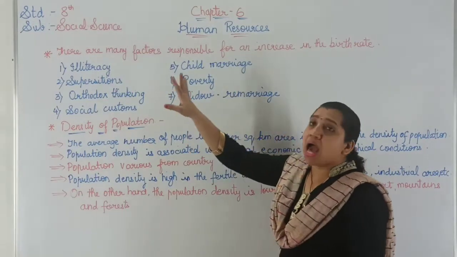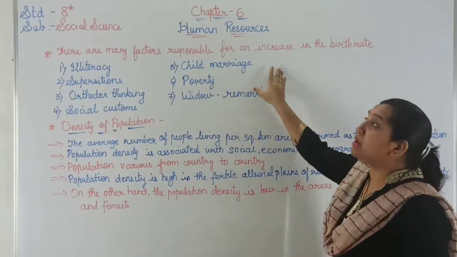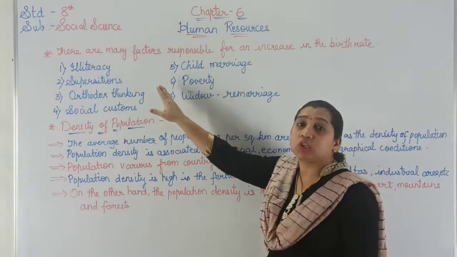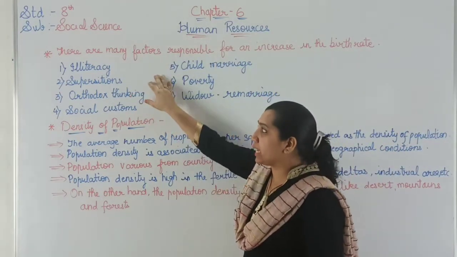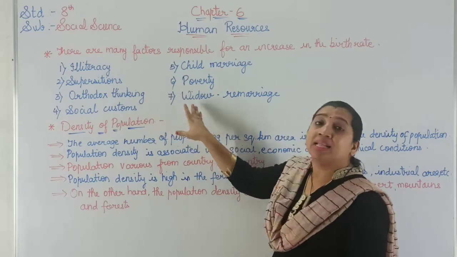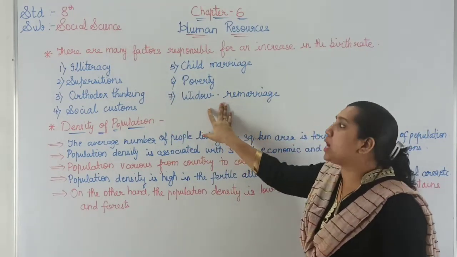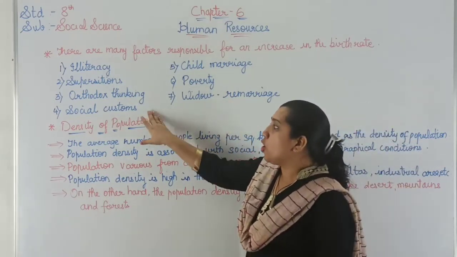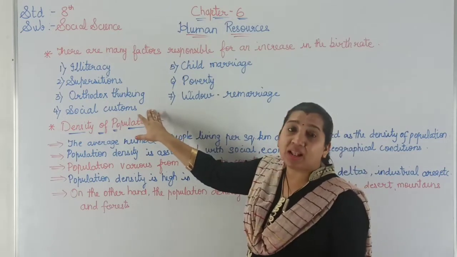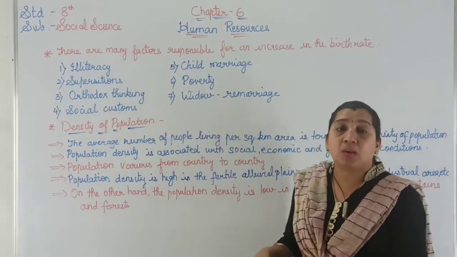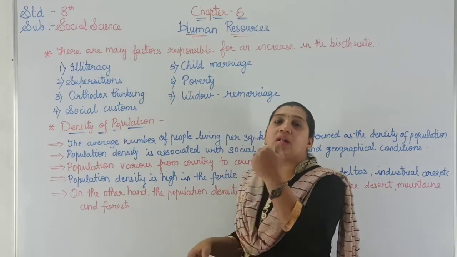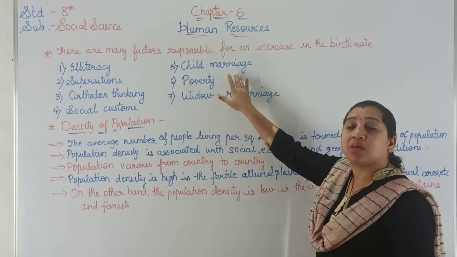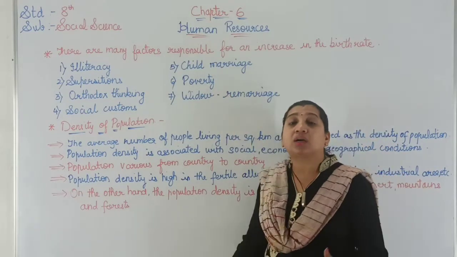Now, there are many factors responsible for an increase in the birth rate. The reasons are these. First of all, illiteracy. Second, superstitions. Third, orthodox thinking that differentiates between a baby boy and a baby girl. Fourth, social customs, evil customs, that there should be one baby boy to carry on the next generation, the future generation. Child marriages.